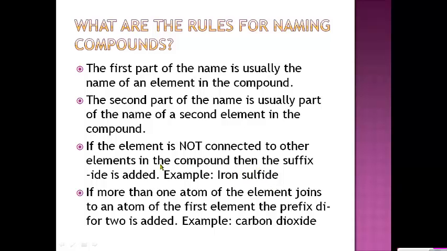So this is basically iron plus sulfur is iron sulfide. Okay. Now, another rule. If you have one atom of the element that's joined to an atom of the first element, and there's two of them, they'll use the prefix di. That wasn't written very well, but let me explain it. For instance, here's our example again. Carbon dioxide, the di stands for 2. It's the prefix for 2. So dioxide means that you have 2 oxygen atoms in it. So carbon dioxide is 1 carbon atom and 2 oxygen atoms.